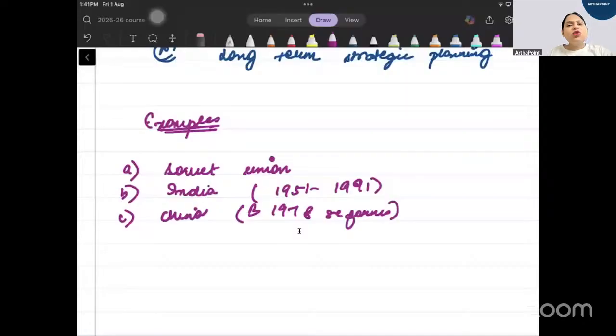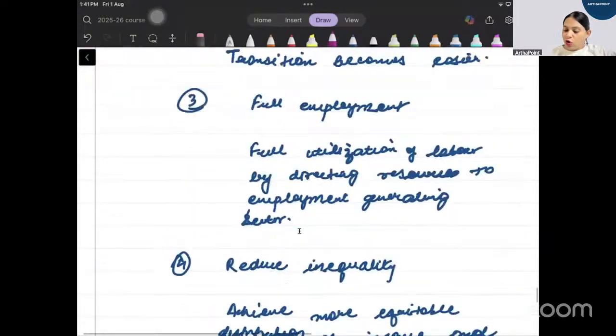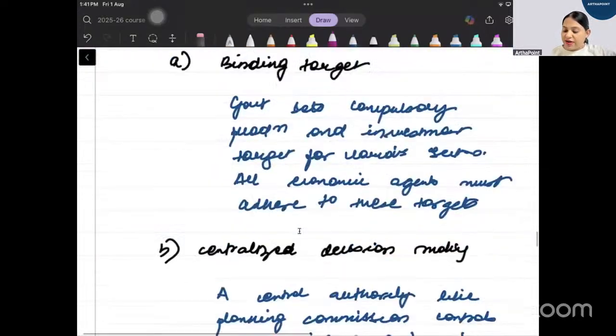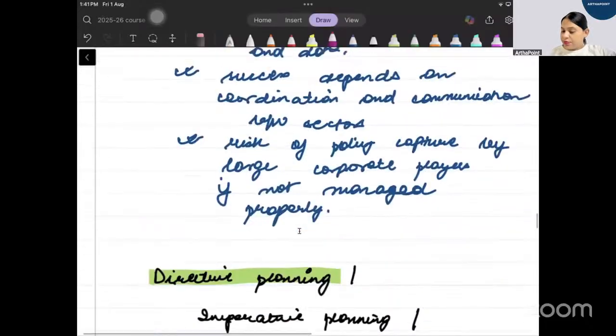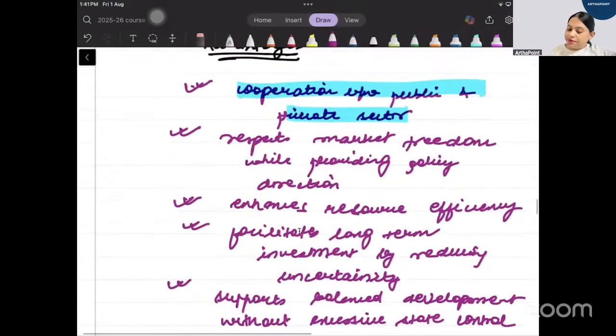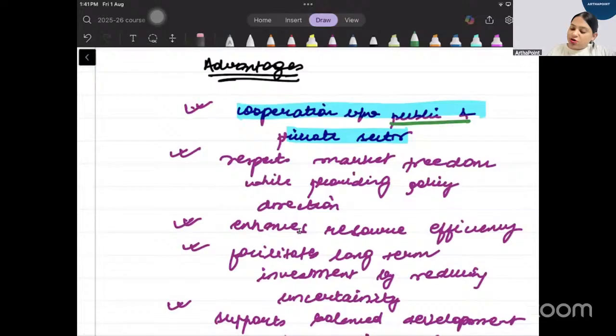Now, if I ask you what are the disadvantages of directive planning, you can just write the reverse. As I told you, you can always make advantage and disadvantage from the other one. So for example, here, there is cooperation between public and private sector, and it leads to development of private sector on its own. But under directive planning, most of the industries are under the government. So private sector does not have any freedom. They get no freedom.